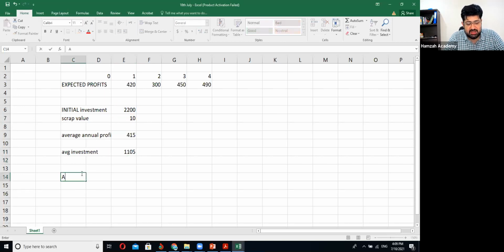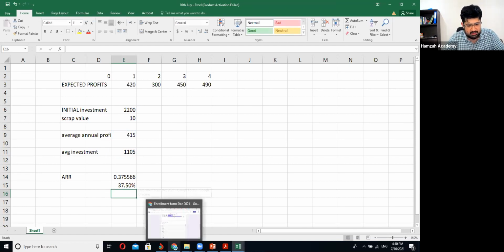So now accounting rate of return is equal to this divided by this, which means 37.5%. In your exam platform, a wonderful function is there. Let me open that. Actually, just a minute, please. Let me open the exam platform.